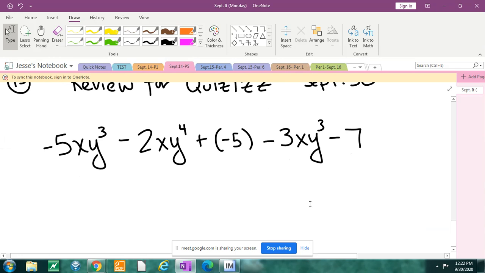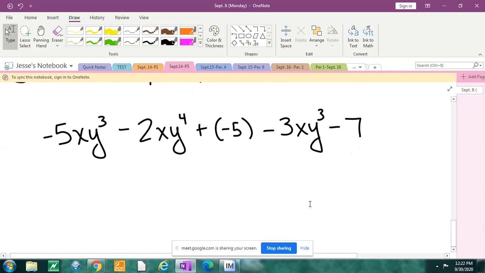So what do you do first? Combine like terms, right? There's no negative negative, so we're good. Now we look at the first term. It has an x and it has a y cubed, the negative 5xy cubed. Which one else is an xy cubed? This one? No. This one? No. This one right here, xy cubed.